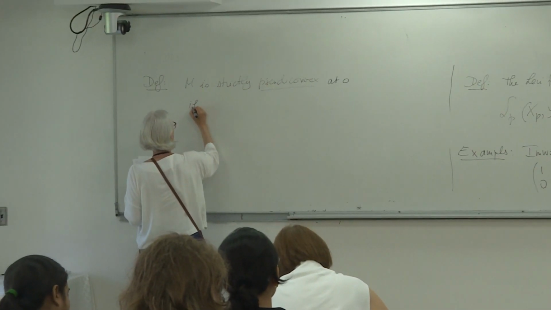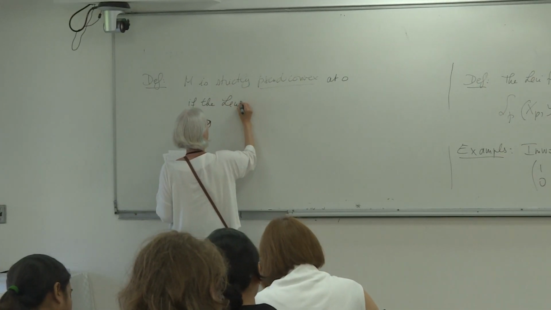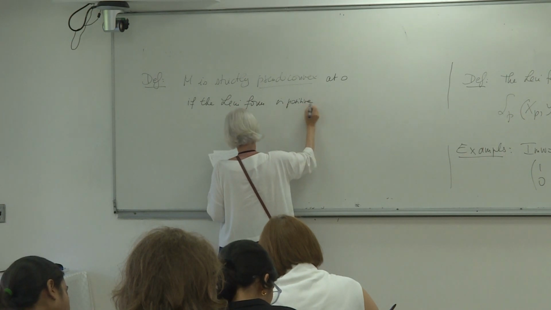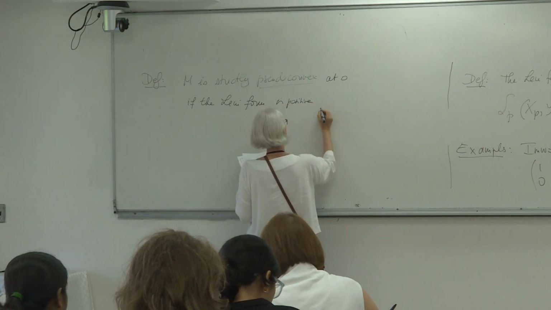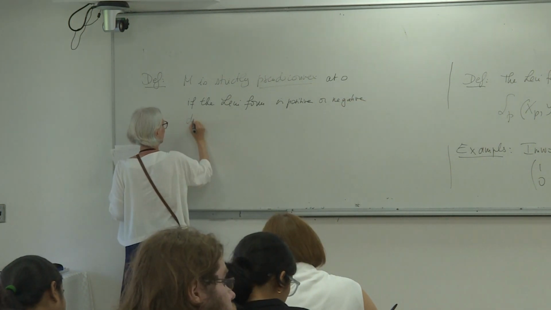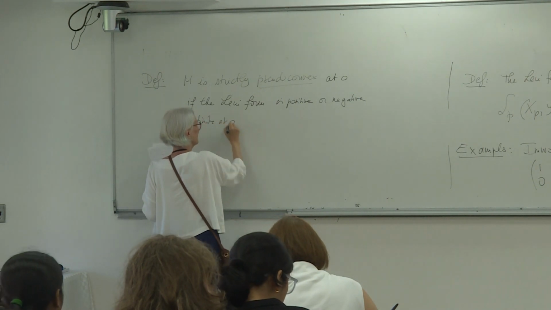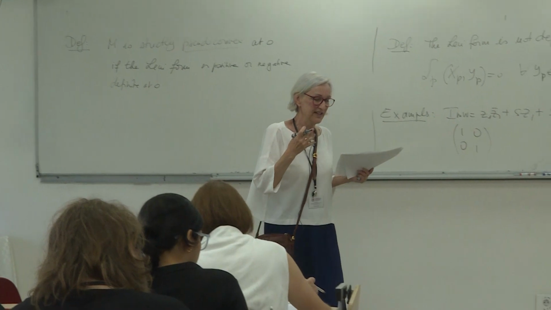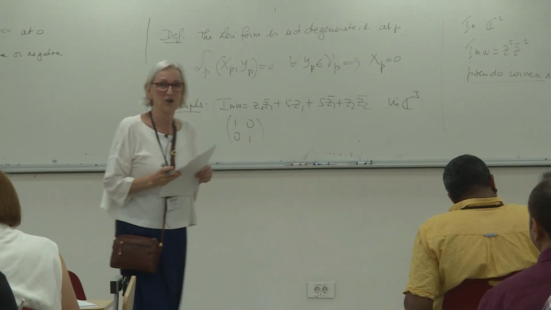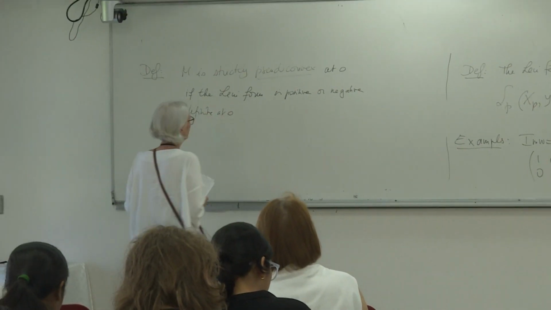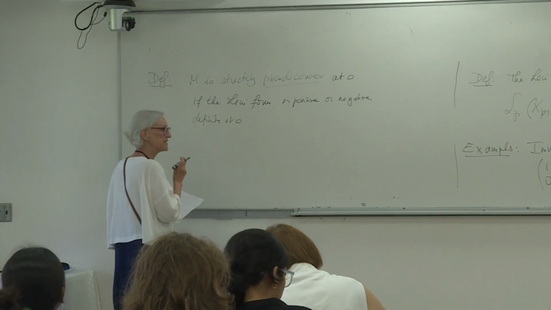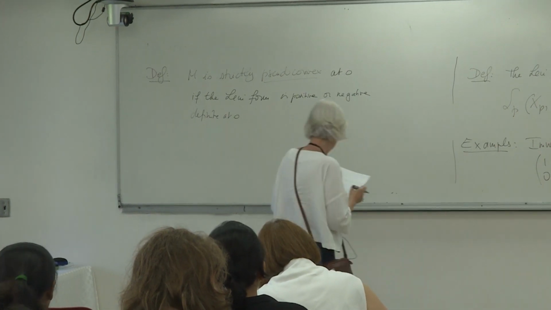If the Levi form is positive or negative definite, that means that you have real eigenvalues, strictly positive or strictly negative, okay? So, just a few examples, because it's very important for the rest of the lecture what it means.